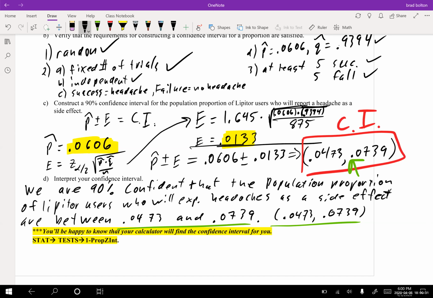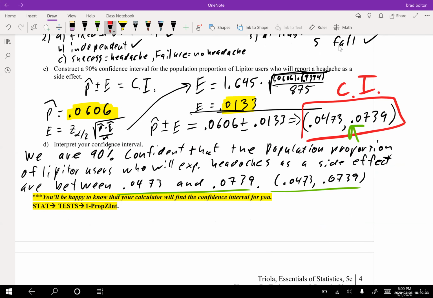So now this is kind of a big deal right here, you guys. Take a look at this bottom section. I need you guys to look at that, and it says you will be happy to know that your calculator will find the confidence interval for you. Stat, test, 1 prop z interval. Okay, so let's try that. Let's go to stat, test, and then we're going to go all the way down to 1 prop z int.